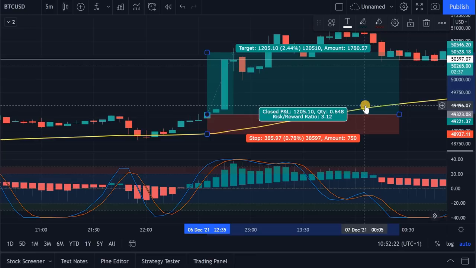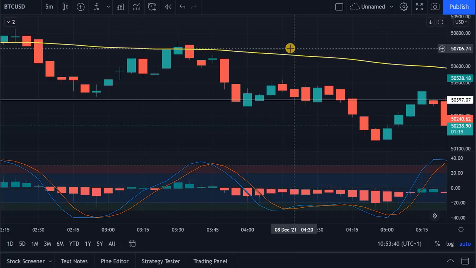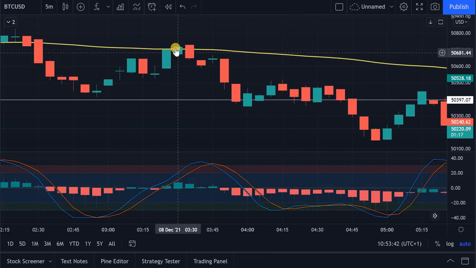Now let's go over to a short position in a downtrend using this exact scalping strategy. Right here is an example of a downtrend, and as you can see, the price is trading below the 100 exponential moving average. If I was to enter a short position, this is confirmation number one, as long as price is trading below the exponential moving average.